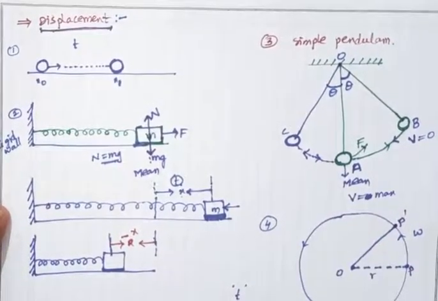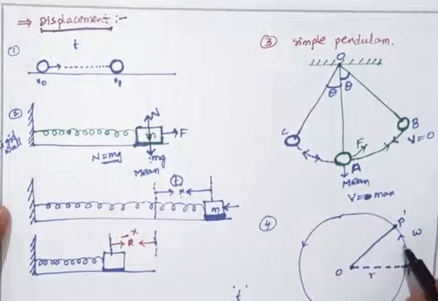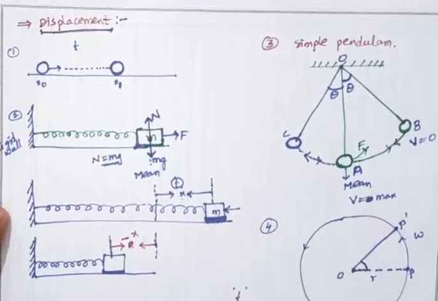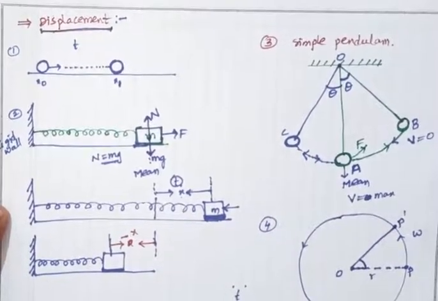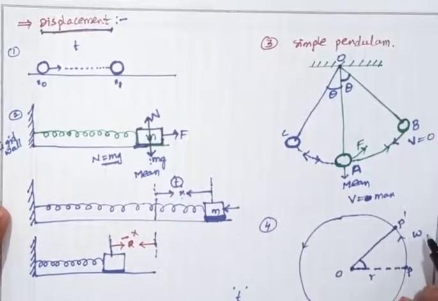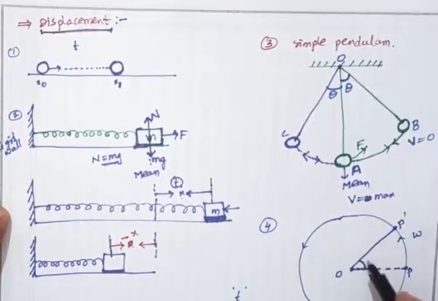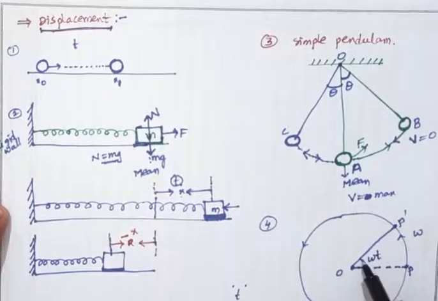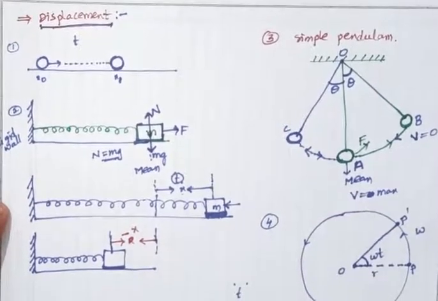So at point P dash, the angle made here is taken as theta. So theta equals what? Angular speed into time. The angle is omega t.